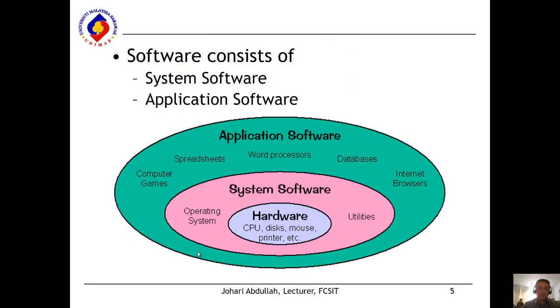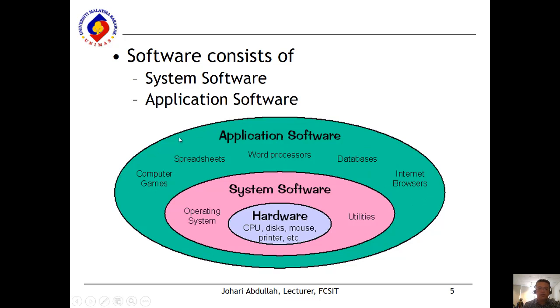So again, this is just to differentiate between two types of software. If you look at this diagram, what we have on the outer layer, the green layer, is what we call the application software. These are the software that the user interacts with. You can see spreadsheets like Excel, word processors like Word, or computer games that you like to play, PUBG, Fortnite, databases, internet browsers, and so on.